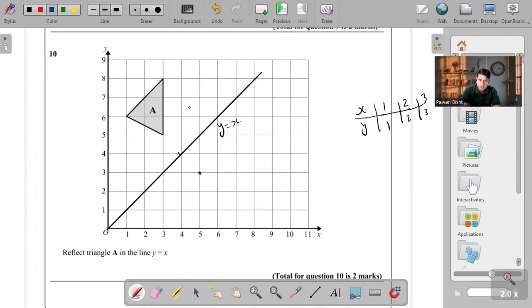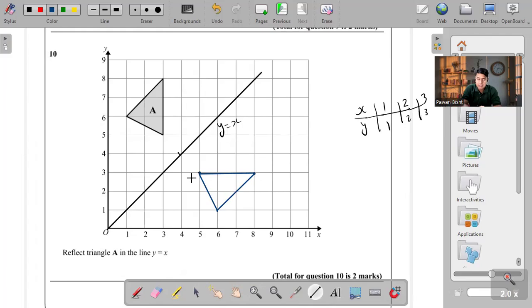Now check this point: 1, 2 and a half, half, 1, 2. So there will be the point. Okay, now you see this one. Join this. So this is the reflection of triangle A along the line y equals x. So when the line is diagonal, the mirror image will be like this.